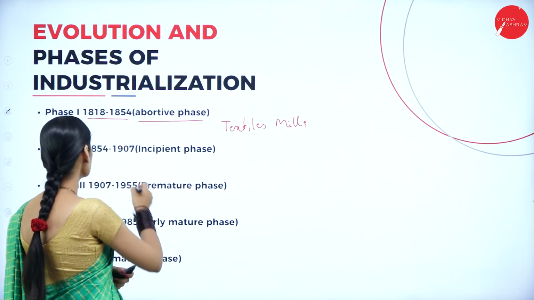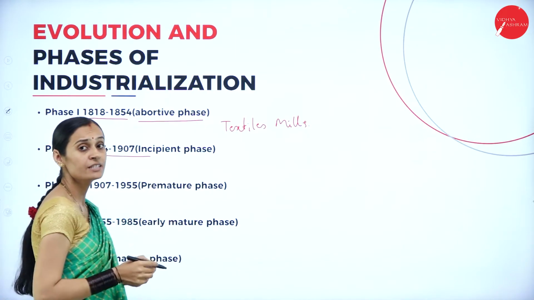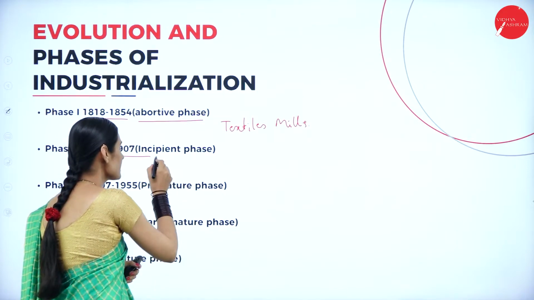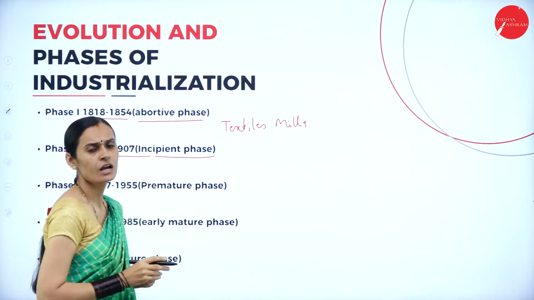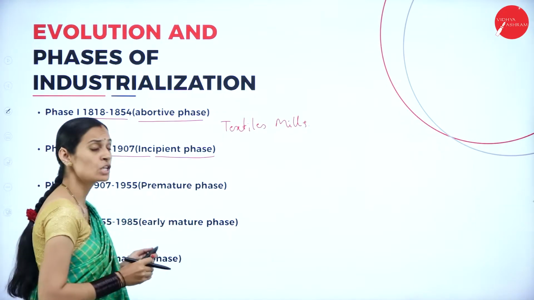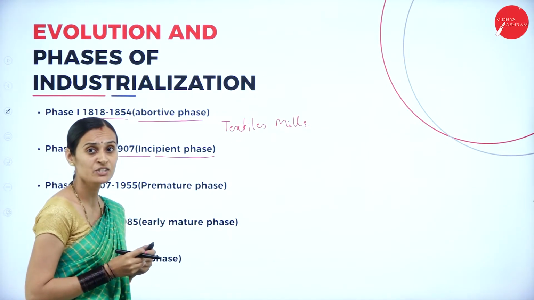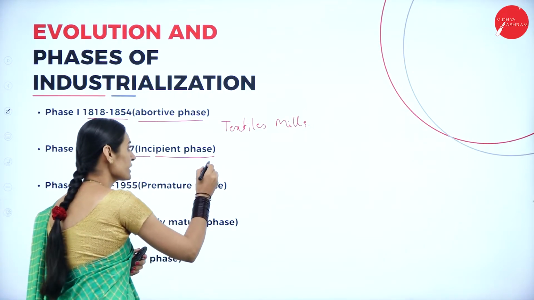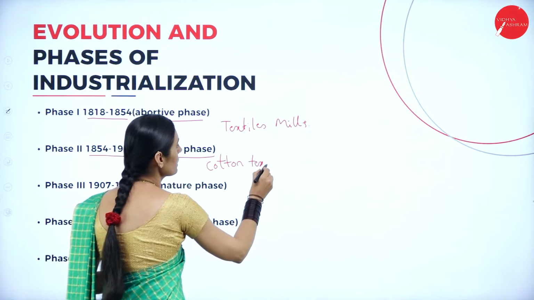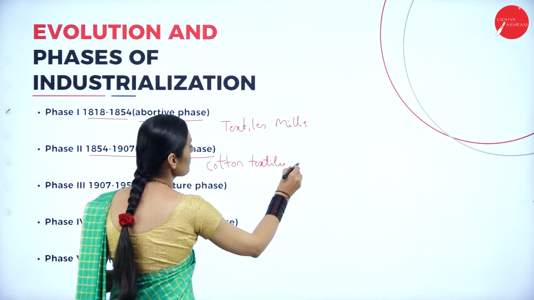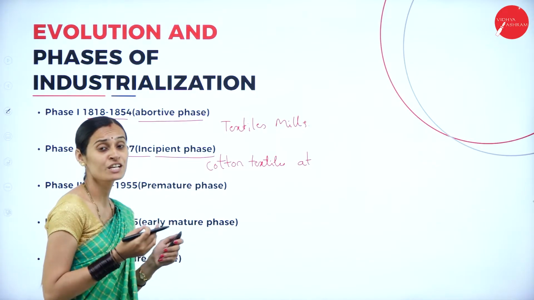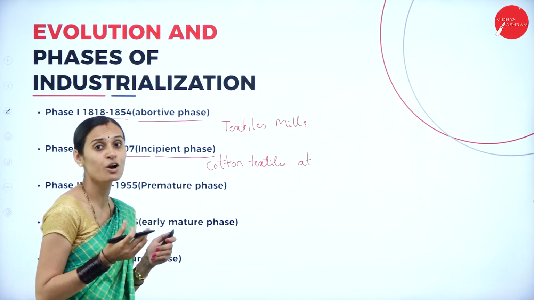The second phase started from 1854 to 1907. This is considered the incipient phase. It is not the first step, but it was born. Under the incipient phase, many industries were established, such as cotton textiles at Mumbai, and of course Karsanji Devarji is called the first entrepreneur of our country.